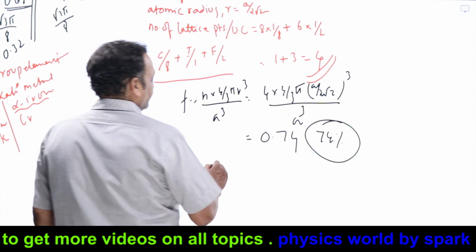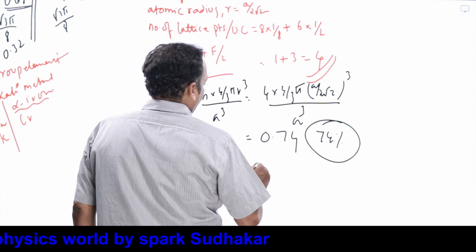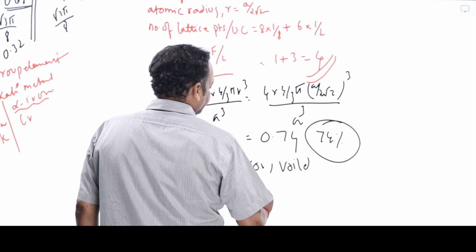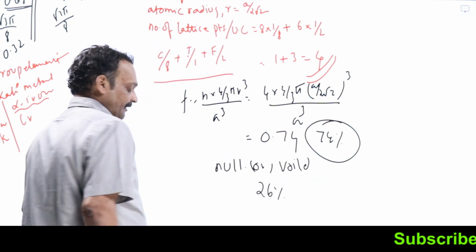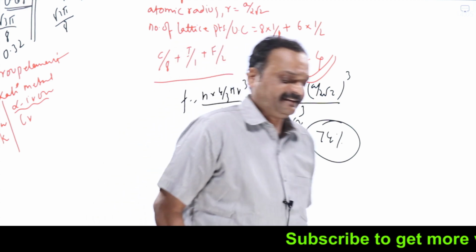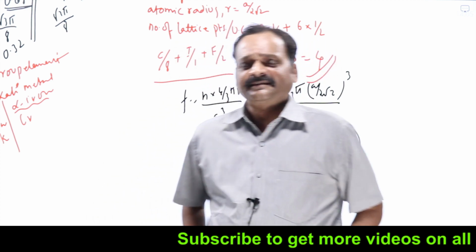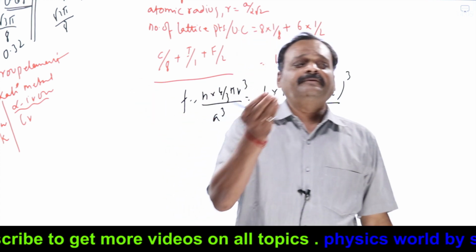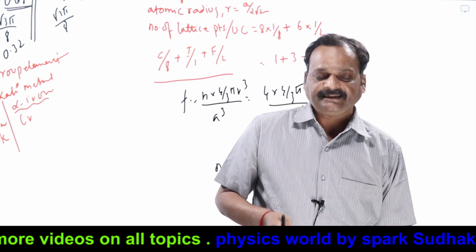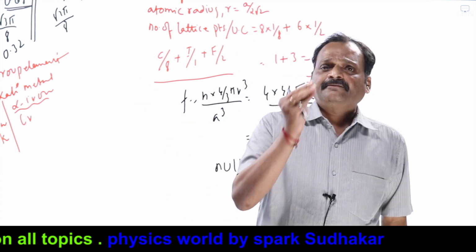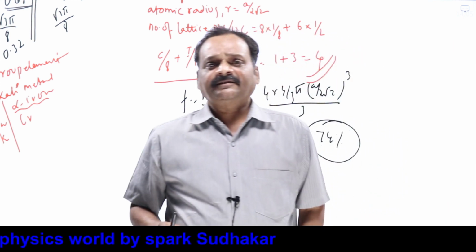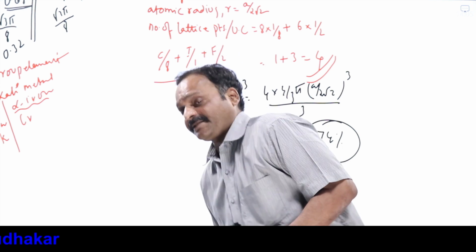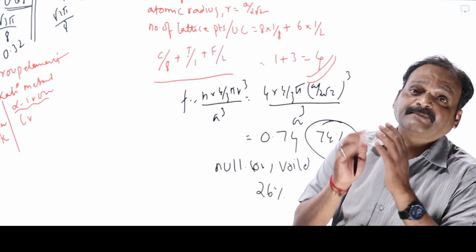Therefore, null or void space equal to how much? Null or void space is equal to 26% only. That means FCC is the closest packed structure. 74% of the unit cell is actually occupied by atoms and only 26% is left out. That's why FCC is known as close packed structure.